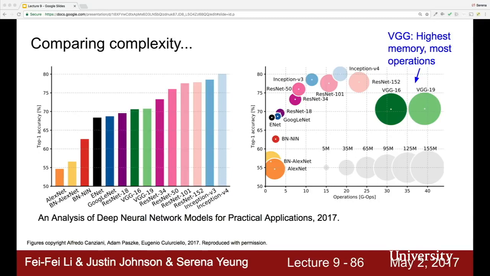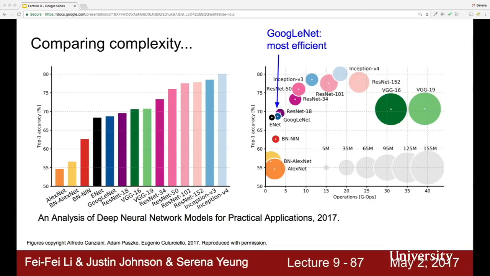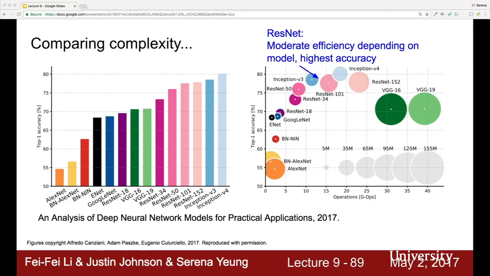Here we can see that VGG, these green ones, are kind of the least efficient, right? They have the biggest memory, the most operations, but they do pretty well. GoogleNet is the most efficient here. It's way down on the operation side, as well as a small little circle for memory usage. AlexNet, our earlier model, has lowest accuracy. It's relatively smaller compute because it's a smaller network, but it's also not particularly memory efficient. And then ResNet, here we have moderate efficiency, right? It's kind of in the middle, both in terms of memory and operations, and it has the highest accuracy.